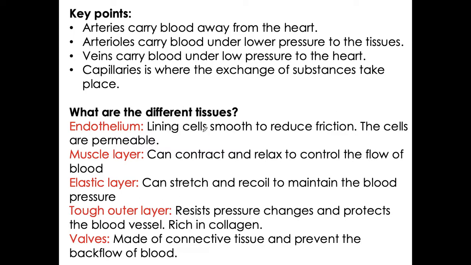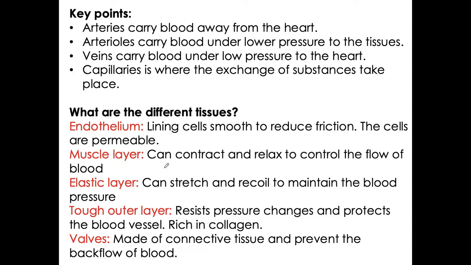So what are the different tissues that make up a blood vessel? A large blood vessel like an aorta is said to be an organ in itself because it is composed of many different tissues. So the different tissues are, we have the endothelium, which is like lining, squamous epithelium lining cells, and these reduce friction. The cells are permeable.